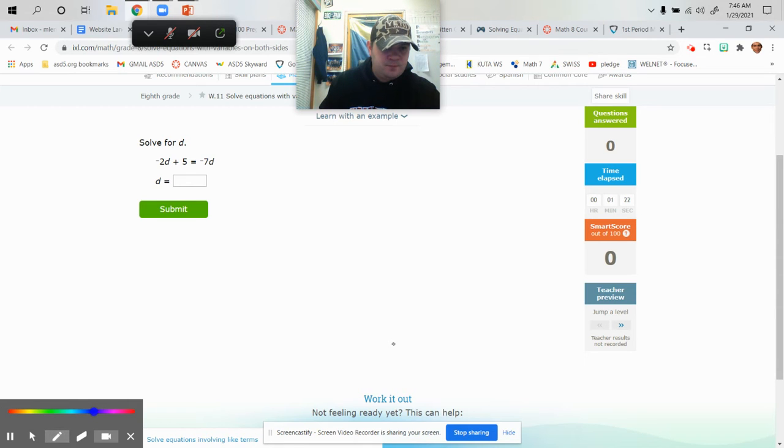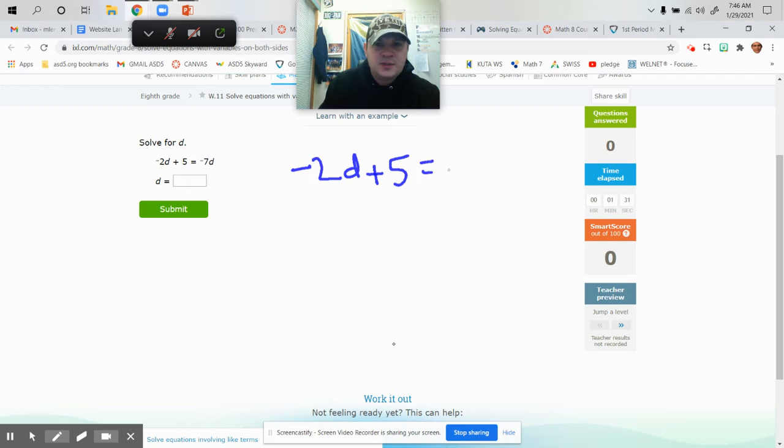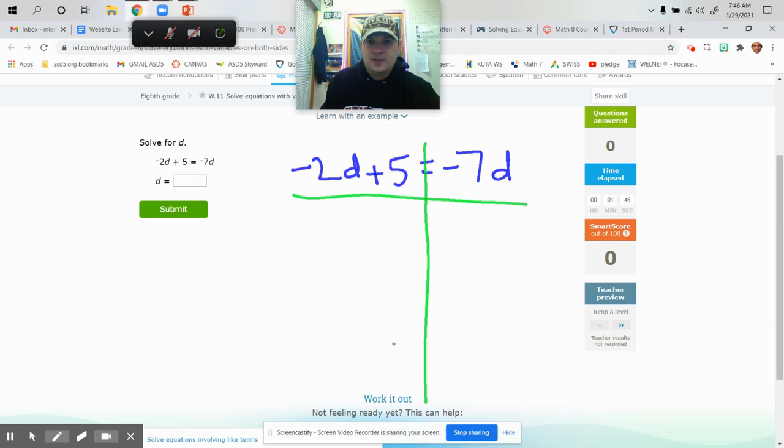There we go. Okay, so negative 2d plus 5 equals negative 7d. Now, before, if there was no d over here, we would have just done this just like we are now anyways. I like to go like this to split it up.